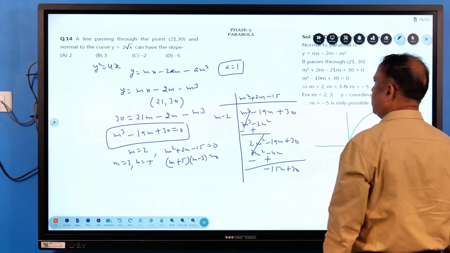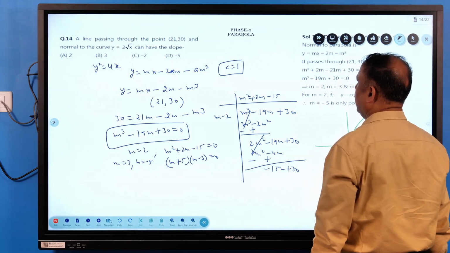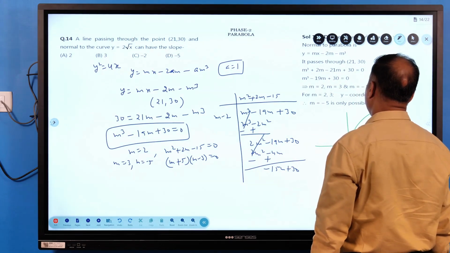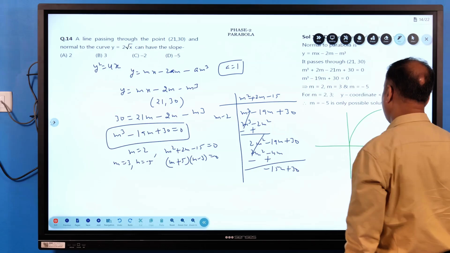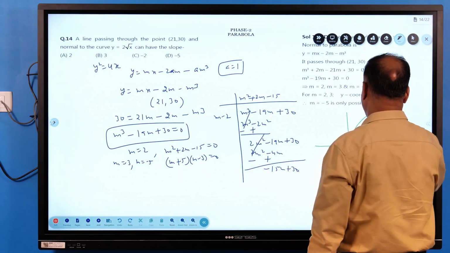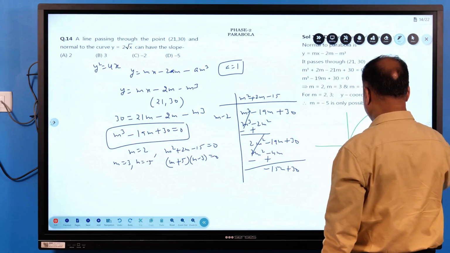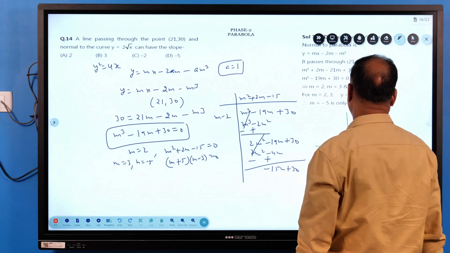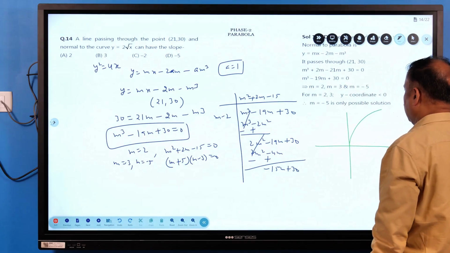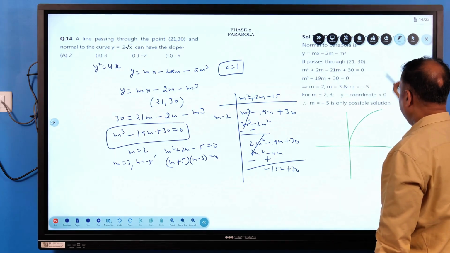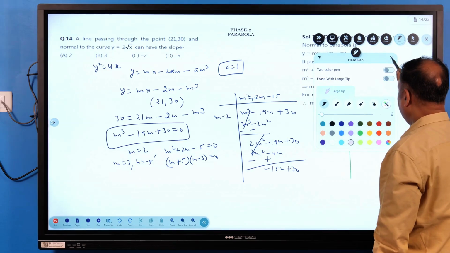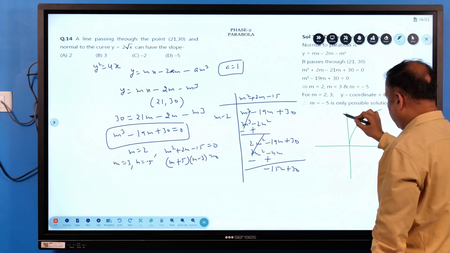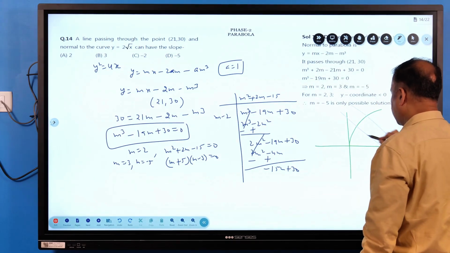And the normal is passing through the point (21, 30). So it is passing through this point. So the normal will be like this somewhere. (21, 30). So the normal will be like this. These lines will be the normals.